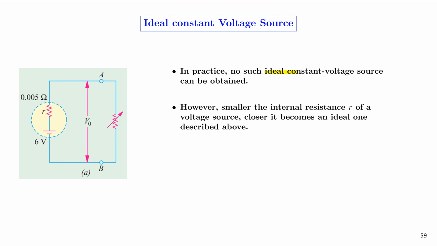Practically, such an ideal constant voltage source cannot be obtained. However, we can make a near ideal constant voltage source by making the internal resistance as close to 0, that is, with a very low value.